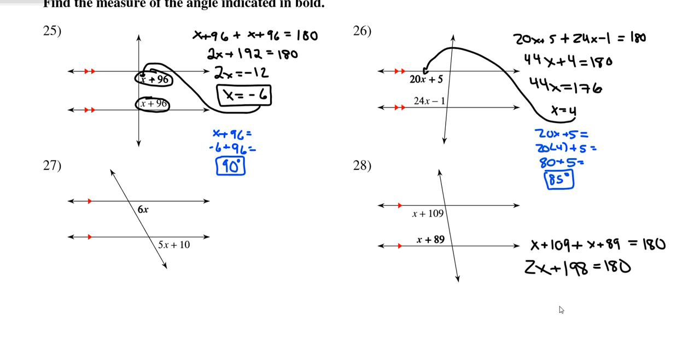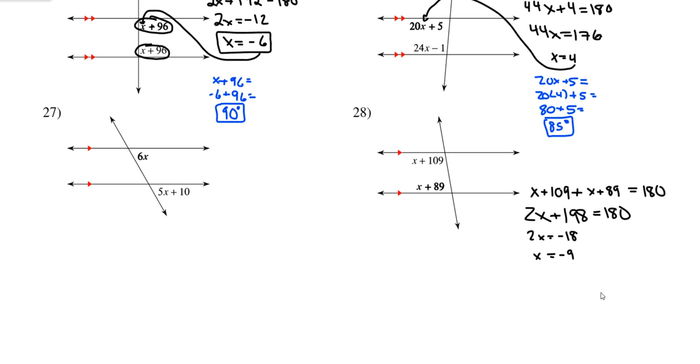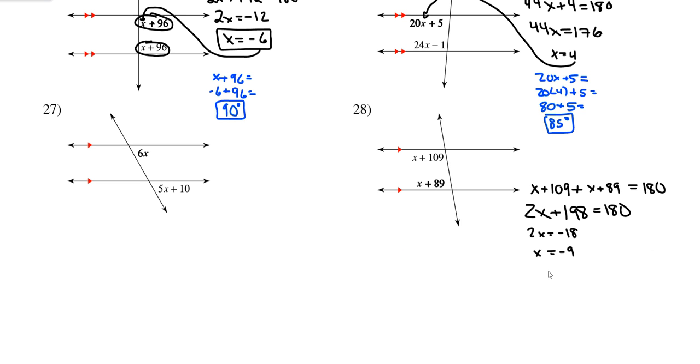And then if I subtract 198 from both sides of this equation, I would get negative 18. And divide both sides by 2, I would get x is negative 9. Obviously, that is not your angle measurement, because you can't have a negative angle measure. Well, we'll talk about that down the road. But if I plug in negative 9, I should say in Algebra 2, if I plug in negative 9 for x, so that is not my answer.